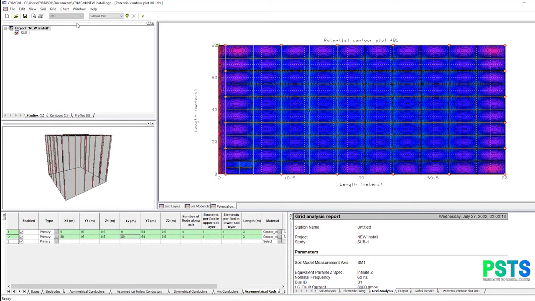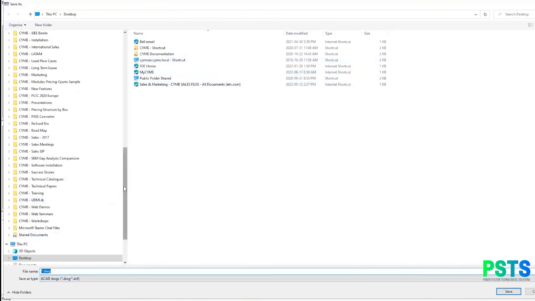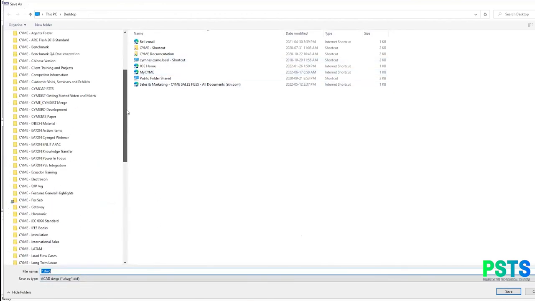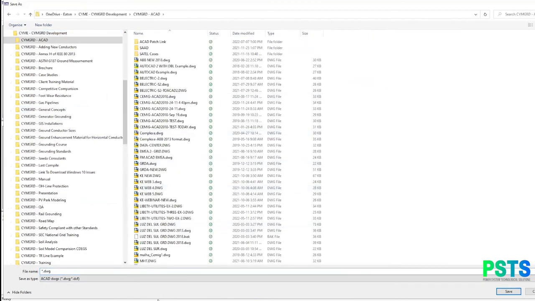What is nice about it, you can say soil, grid, electrode, export to, for example, AutoCAD. Let me bring it into CYMGRD. Where is my CYMGRD development? CYMGRD AutoCAD. And this is, call it, VIET.